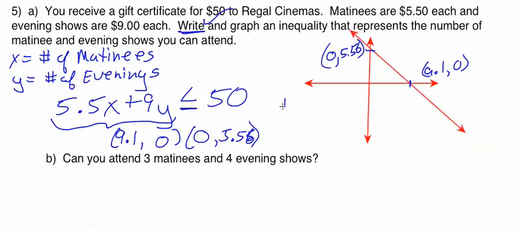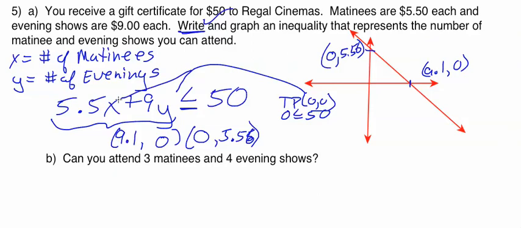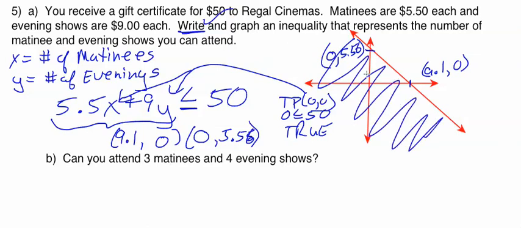And then if we test a point, I'm going to test 0, 0. That would give me 0 is less than or equal to 50 if I put it in here and there, which is true. So I want to shade below the line because this was a solution. And it says here, can you attend 3 matinees and 4 evening shows?